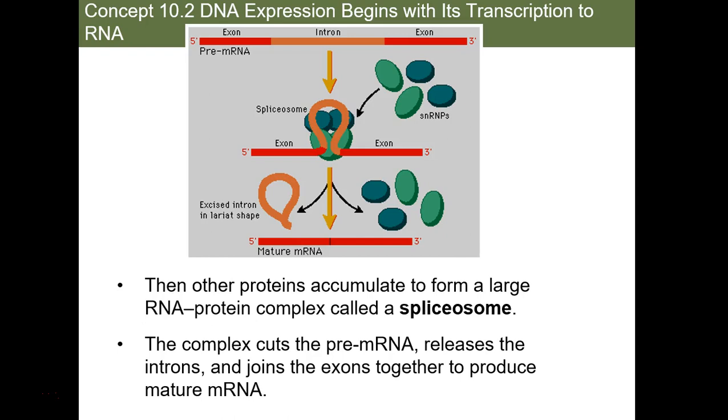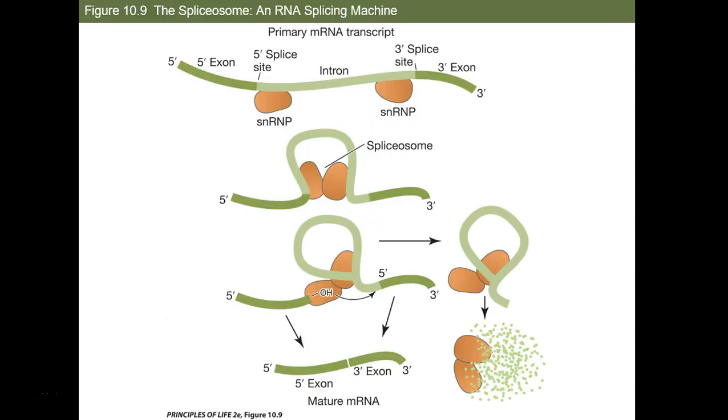Other proteins accumulate to form a large RNA protein complex called a spliceosome. The spliceosome cuts the pre-mRNA, releasing the introns, and joins the exons together to produce mature mRNA. Here in figure 10.9, we see two snRNPs attaching to a pre-mRNA molecule. The snRNPs form a spliceosome, removing the introns and bringing the exons together to form mature mRNA.